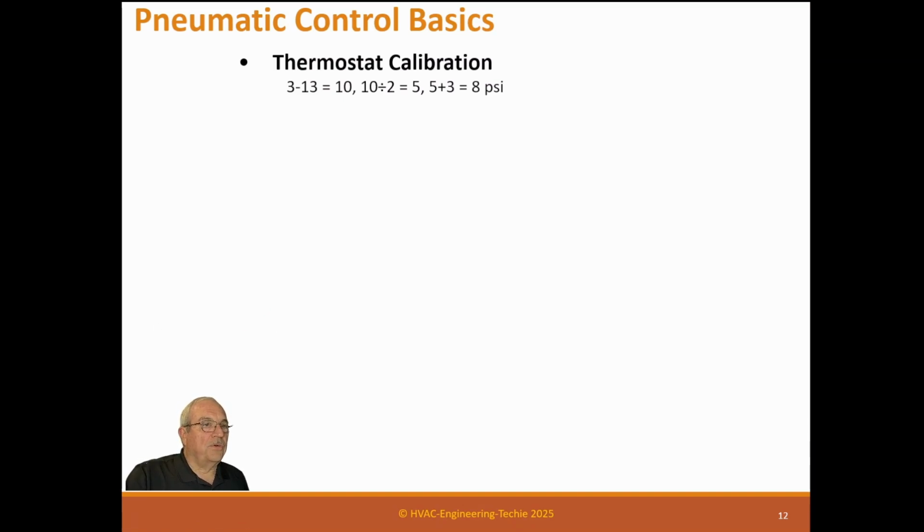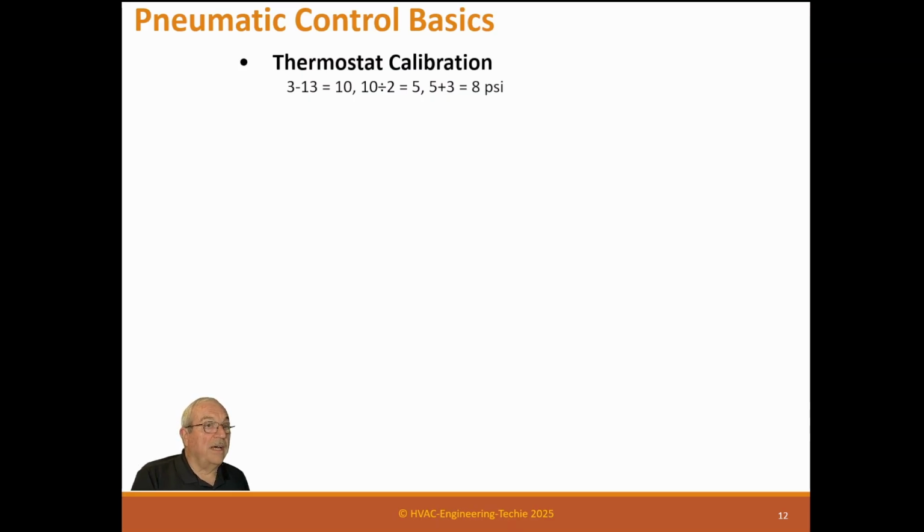You have a 3 to 13 actuator. So you subtract the 3 from the 13, you get 10 pounds. So this actuator has a range of 10 pounds. Take the 10 pounds and divide it by 2, which is half where you want to be. That equals 5. So 5 plus the starting pressure of 3 equals 8. That's where it comes from.